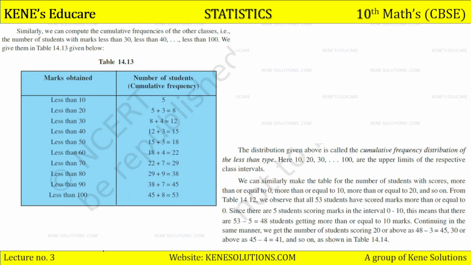The distribution given above is called the cumulative frequency distribution of the less than type. Here 10, 20, 30 and so on up to 100 are the upper limits of the respective class intervals.